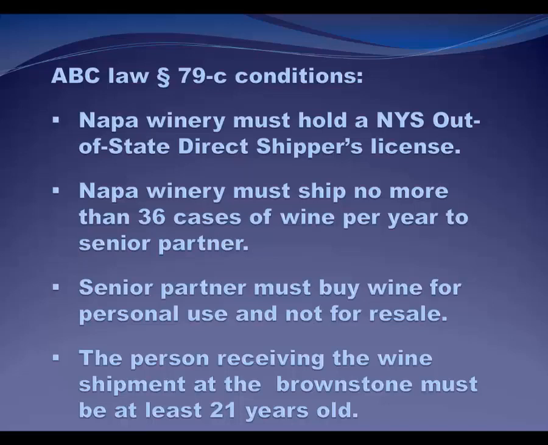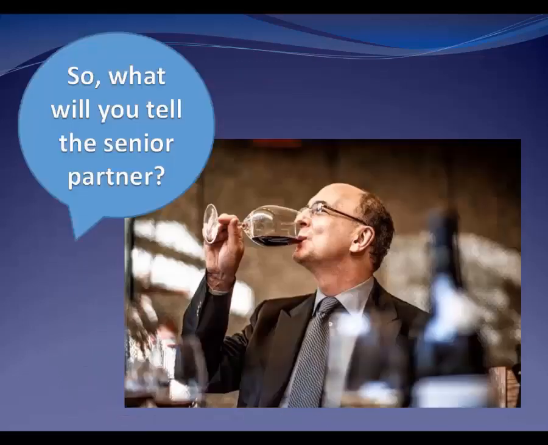The New York resident must buy the wine for their personal use. They can't resell the wine to someone else, a liquor store, or just anyone else. And finally, the delivery of wine must be accepted by somebody who's over 21 years old. And so those are the conditions. Assuming that the senior partner and the Napa winery he visits can comply with these conditions, the news is good. He can go on his wine buying spree and he can ship the wine home to his Brooklyn brownstone.